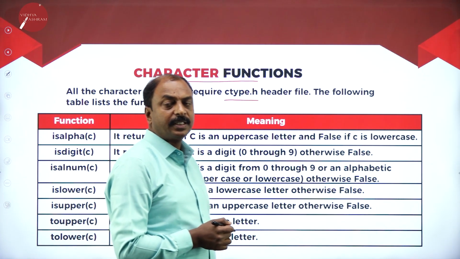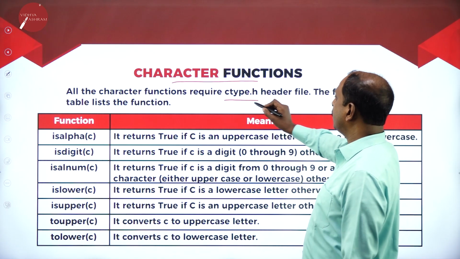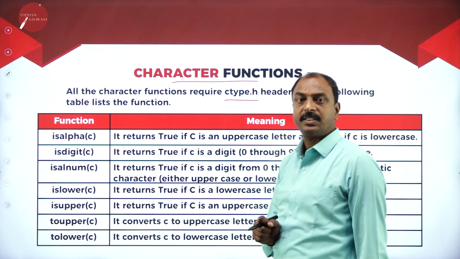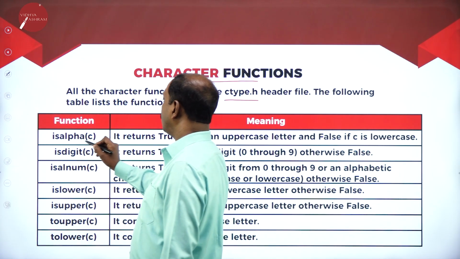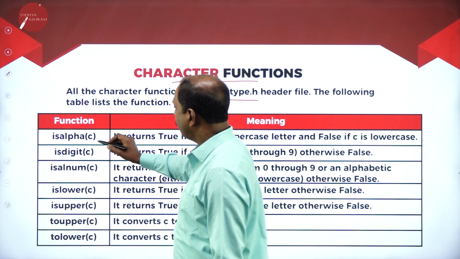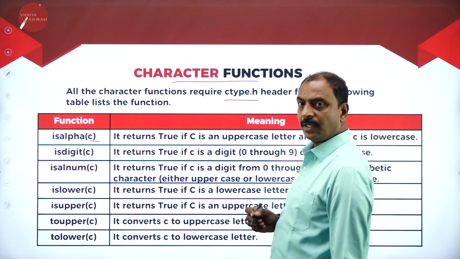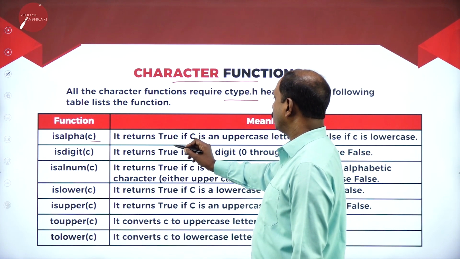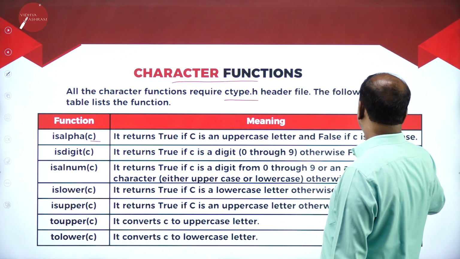So all the necessary library functions will be present inside ctype.h to work with character functions. Now let us see a few of them. The first one is isalpha(c). Here c is the value entered by the user or the programmer. It returns true if c is an uppercase letter or a lowercase letter.